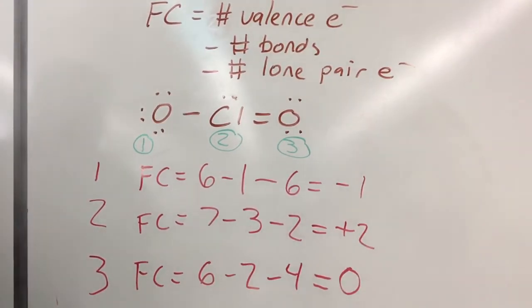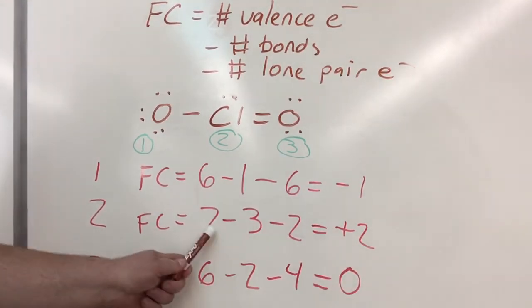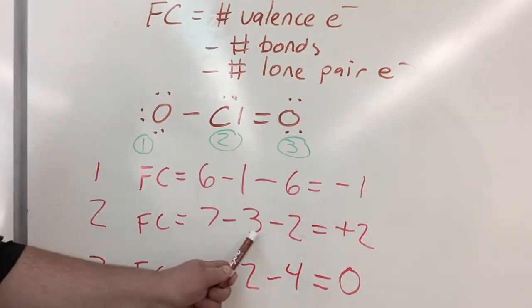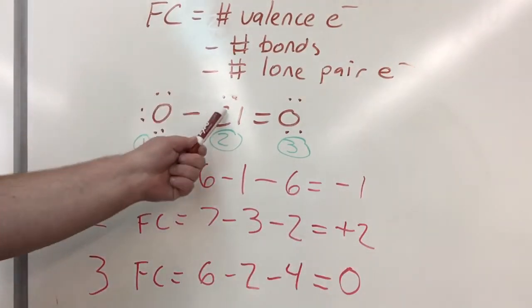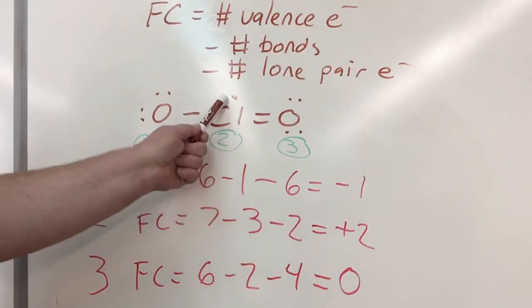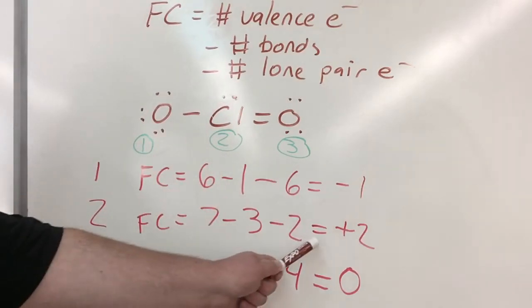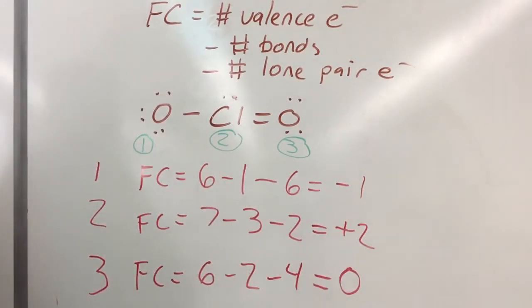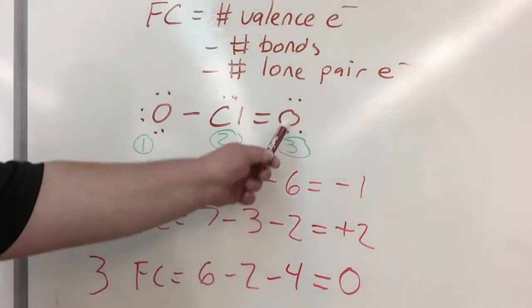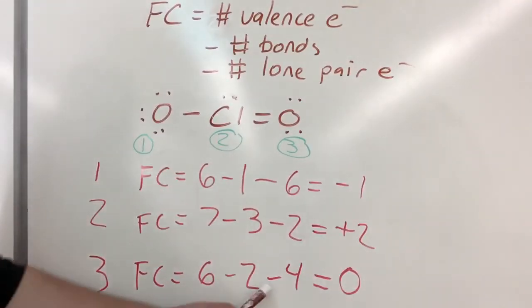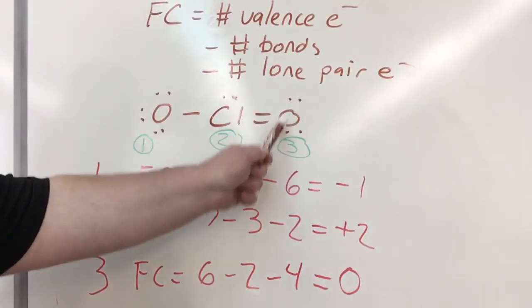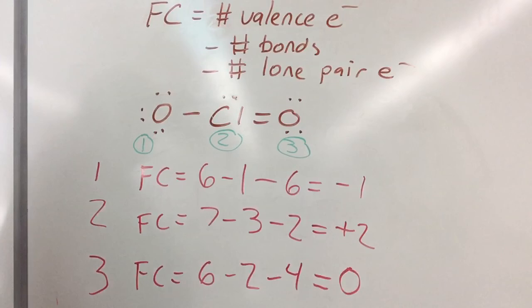So since the camera was a little bit out of frame, let's just go over this real fast. 7 valence electrons in this example, minus 3 bonds, minus 2 lone pair electrons, looking up here. So 3 bonds, 2 lone pair electrons, it's right here, gives me a formal charge of positive 2. 6 valence electrons right here on the oxygen on the right, minus 2 bonds right there, minus 4 lone pair electrons, 1, 2, 3, 4, gets me a formal charge of 0.